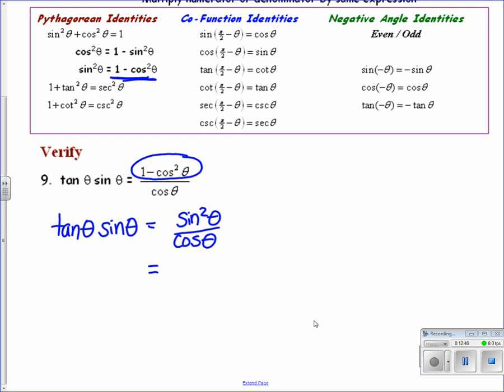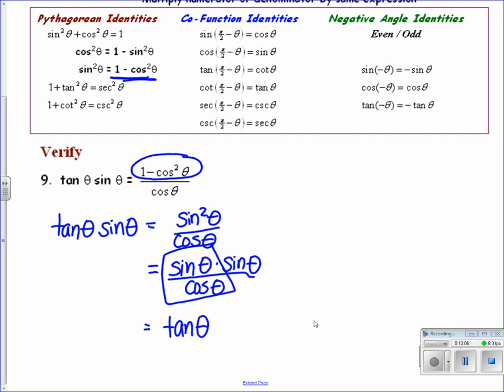So let's break this apart. This is really sine of theta times sine of theta over cosine of theta. Okay, so let's put these two together. Sine of theta over cosine of theta is tangent. And since I used this already, it's gone. So then I just have the sine. Do you see how one side equals the other? That's how you do it.